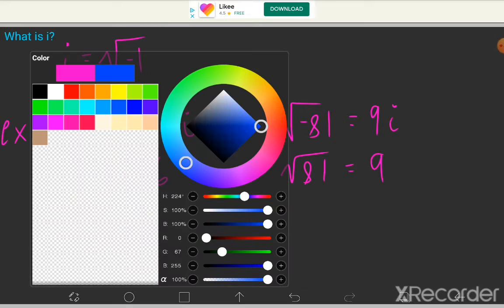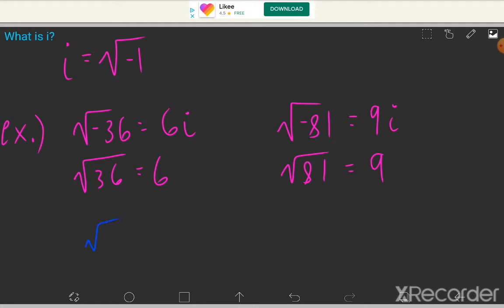And just to write that at the bottom, it would be the same thing for the square root of -25, which would be 5i. The square root of -49 would be 7i. And just that pattern.